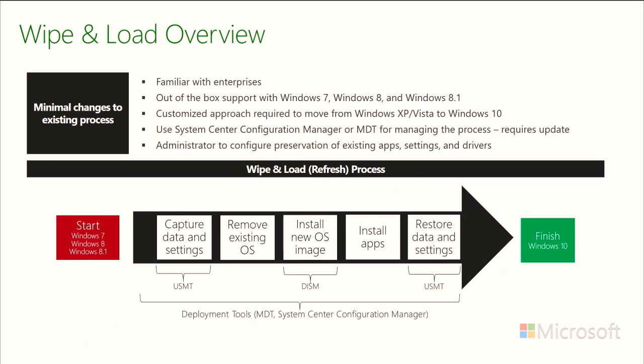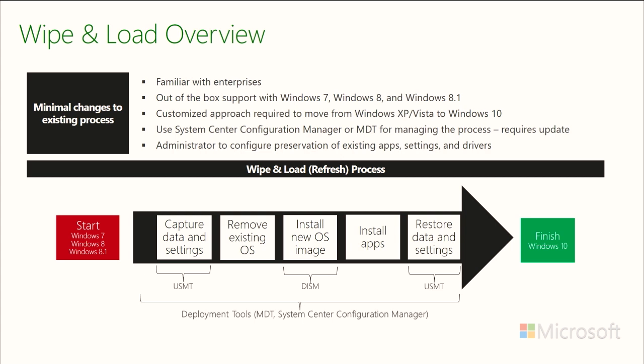So the first option we have listed here is the wipe and load feature, which is what enterprises are typically used to. It's basically out-of-box support for Windows 7, Windows 8, or Windows 8.1. You can just take a system, wipe it, start with a process of using some sort of user state migration tool, and reload it with a new image.